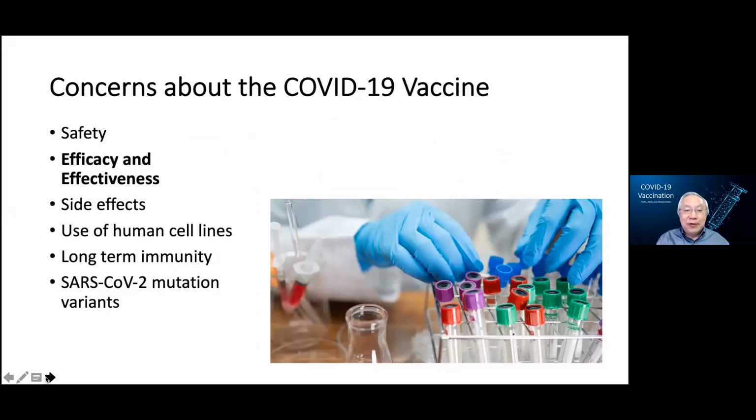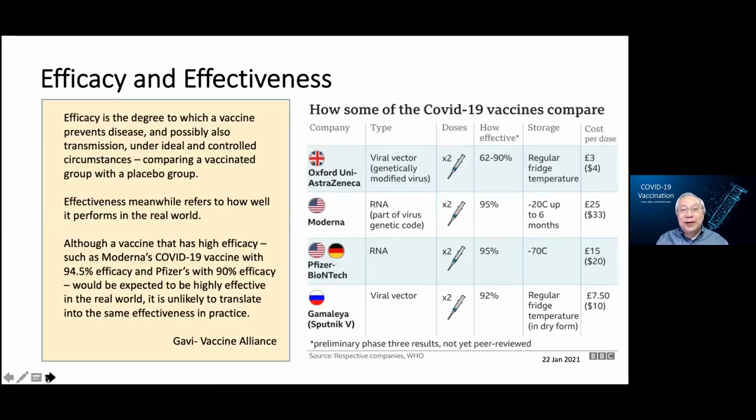Okay, and then I'll talk more about side effects later. Now, what about the efficacy or effectiveness of the vaccine? Again, we have about 8.6 billion doses. When we use the words efficacy and effectiveness, we have to be careful how we use them.